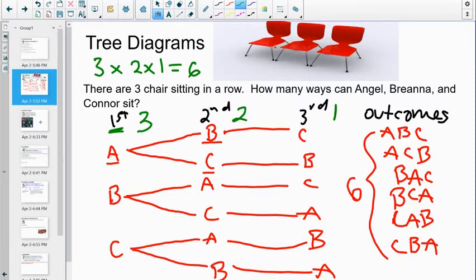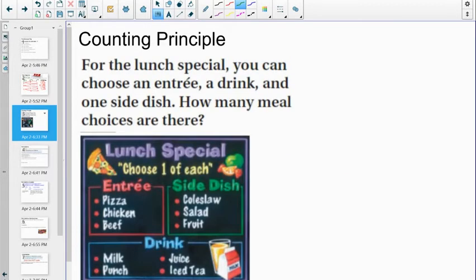And again, we're going to go over it really quick down here as well. So now for the counting principle: the lunch special, you can choose an entree, drink, and 1 side dish. How many meal choices are there? Okay, so we have entrees, side dish, and drinks. How many different entree choices are there? Well, there's 3. Then for the side dish, there's also 3 options. And then our drink, there's 4 options.